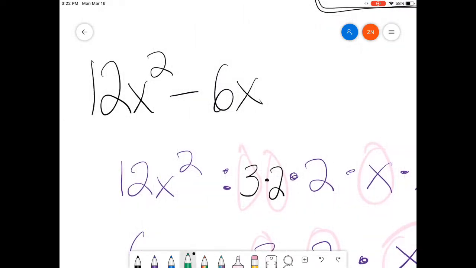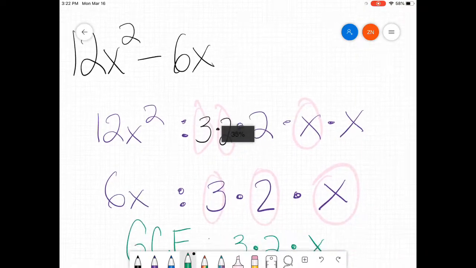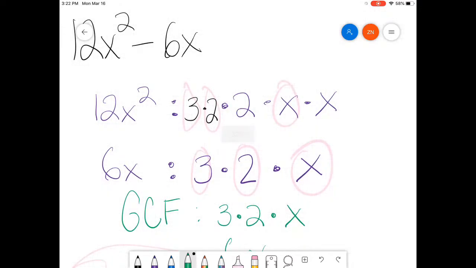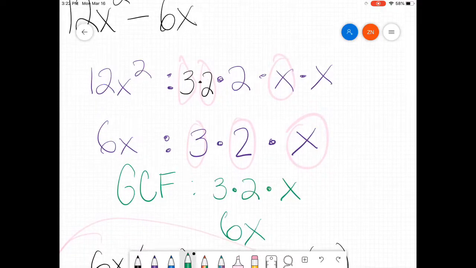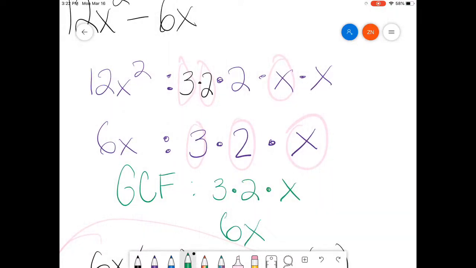So when you have 12x squared minus 6x, you want to figure out what the two terms have in common. Well, if you take a look at the greatest common factor, 12x squared broken apart, you have 6 times 2, but 6 can be broken apart into 3 times 2, and then there's x times x. Then the 6x can be broken apart into 3 times 2 times x. Circle what they have alike. The greatest common factor is 6x.